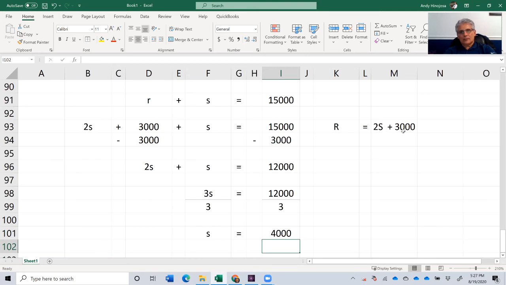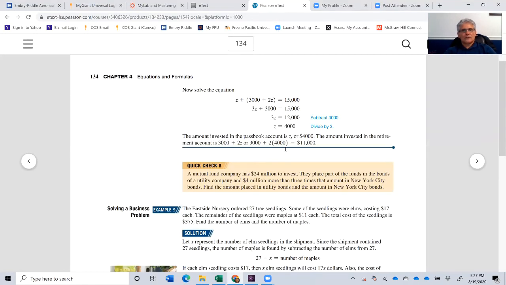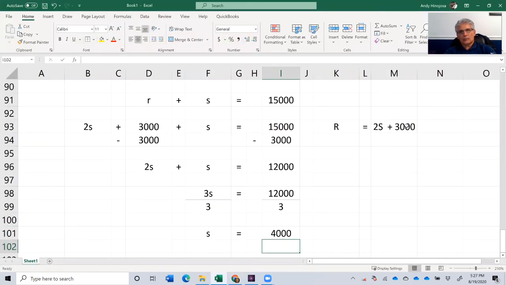That's 2S plus 3,000. So 2S, 4,000 times 2 is 8,000 plus 3 is going to give us 11,000. So R will be then 11,000. And then S is 4,000. So R plus S, 4,000 plus 11,000 equals 15,000.